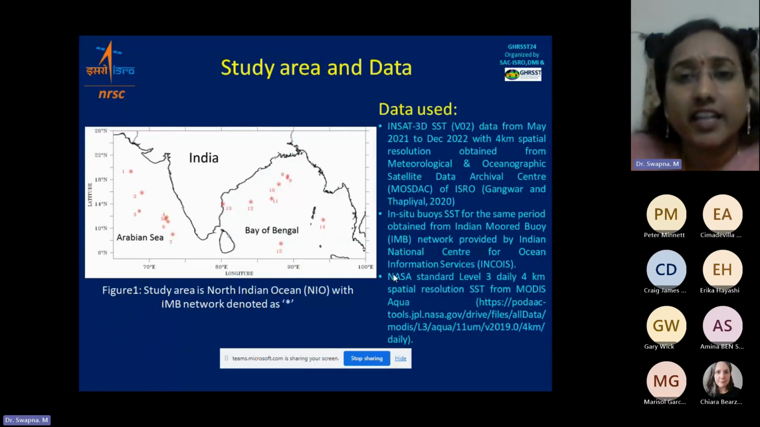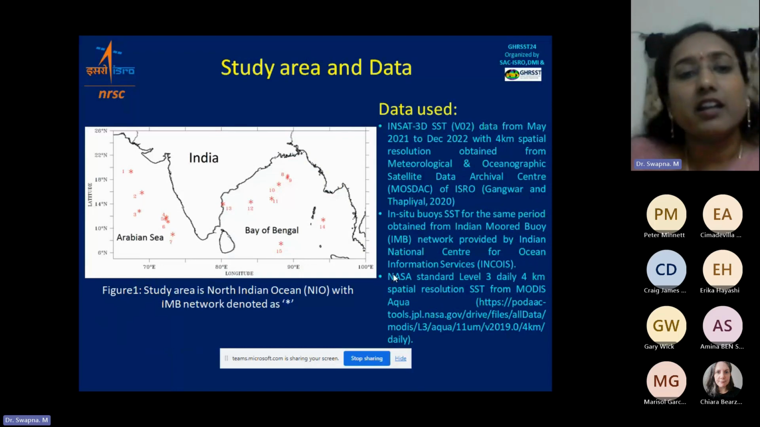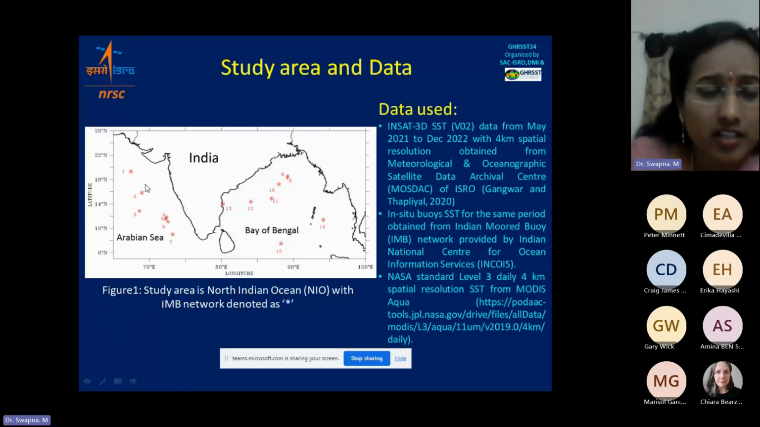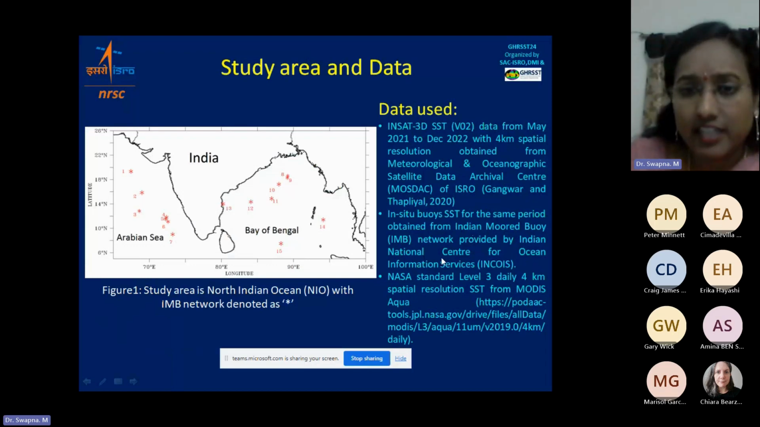This is the study area. I have chosen the North Indian Ocean, which contains the Arabian Sea and Bay of Bengal. Here, around 15 buoy locations I have considered. Buoys numbered 1 to 7 are falling in the Arabian Sea, whereas these buoys are falling in the Bay of Bengal region. This buoy data is taken from the Indian Moored Buoy network data provided by INCOIS, the Indian National Center for Ocean Information Services.